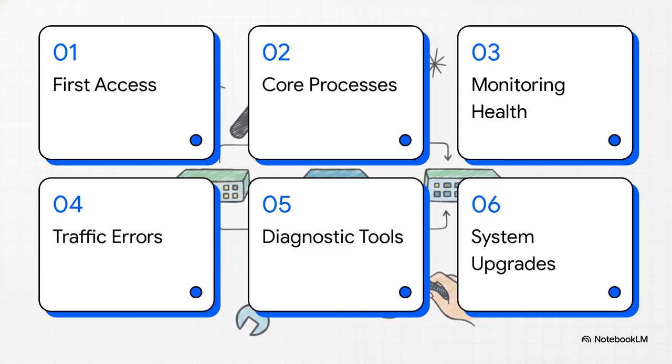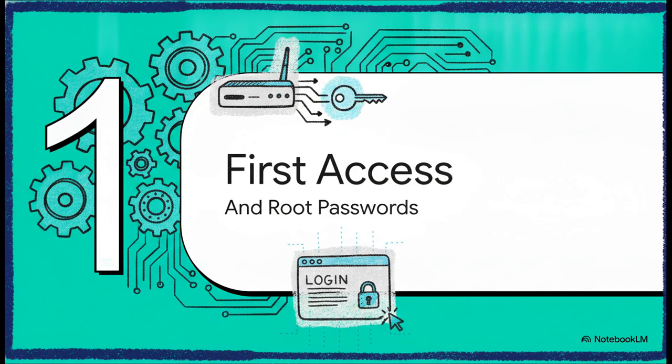We'll kick things off with first access and root passwords, then peek under the hood at the core Junos OS processes. From there, we'll dive into monitoring network device health, troubleshooting interface traffic errors, using essential network diagnostic tools, and finally, system upgrades and maintenance. Okay, Section 1, First Access and Root Passwords.